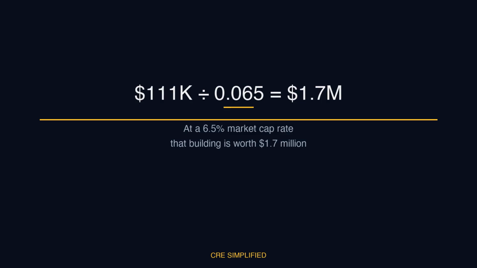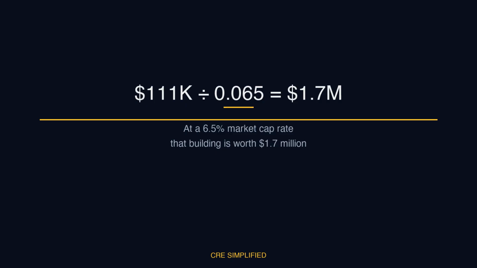Now you need a cap rate. You pull up recent comparable sales in the market. Similar office buildings in that submarket have been trading at 6.5% cap rates. Value equals $111,000 divided by 0.065 equals approximately $1.7 million. That's your indication of value.